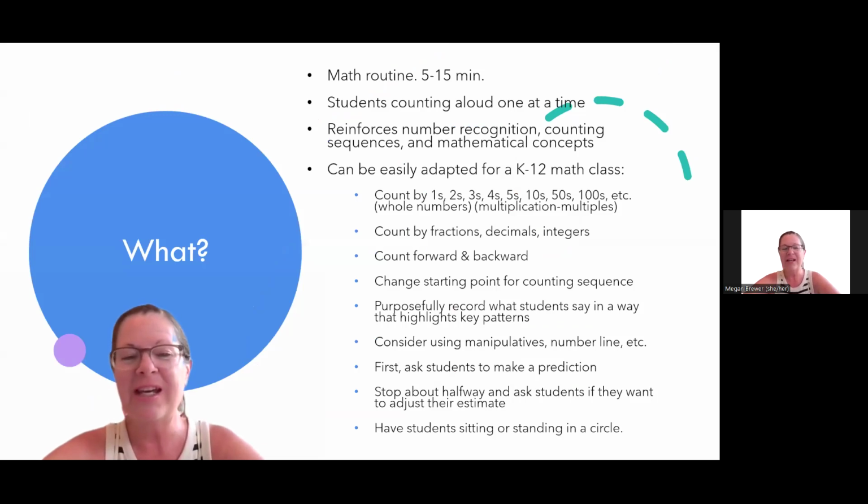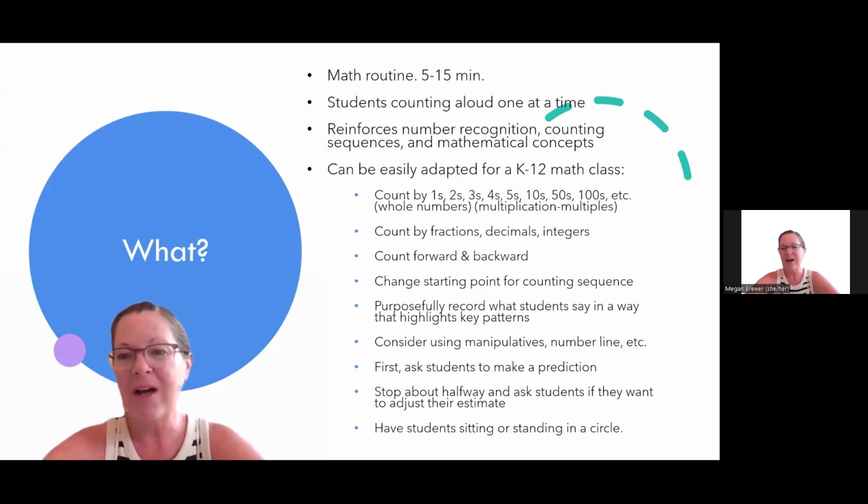So in the math routine, counting around the room, as mentioned, it's a math routine. So you could do it at the beginning of math class. You could wrap up math class with it. You want to keep it short and sweet, 5 to 15 minutes. Students are going to be counting aloud one at a time. This reinforces number recognition, counting sequences, and mathematical concepts. It can be so easily adapted for, again, a kindergarten classroom up through high school.